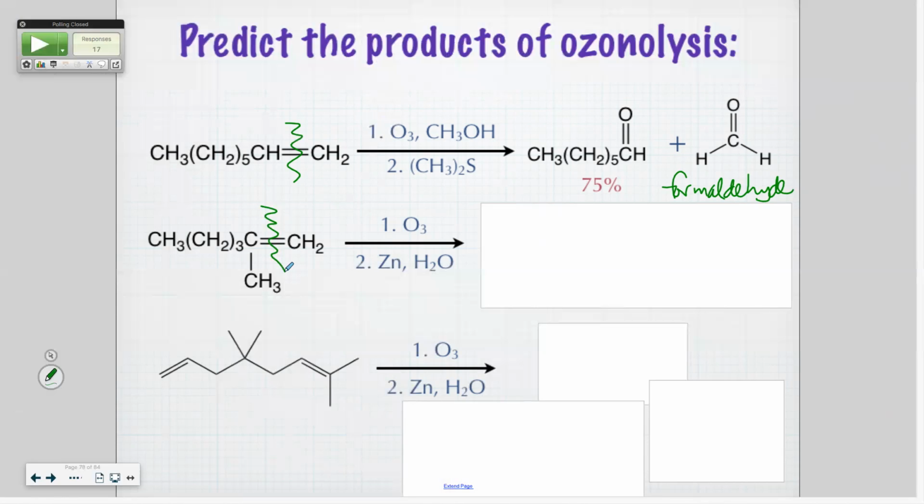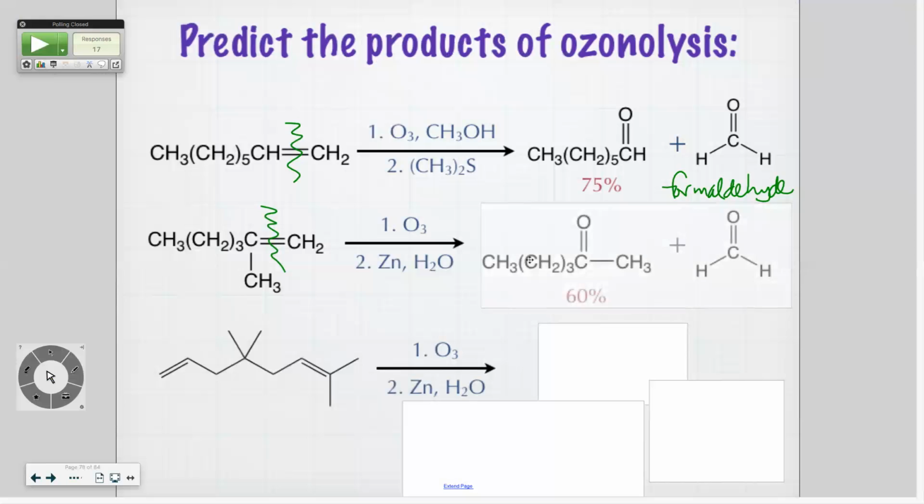Cut it. Chomp it. Take your scissors. All right, so what do we get from the left side? Just redraw that and put a carbonyl. And what do we get from the right side? From this side, we get formaldehyde again. Look at that. You all are making aldehydes and ketones.